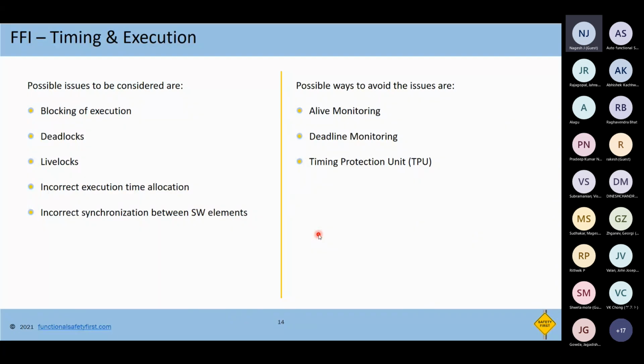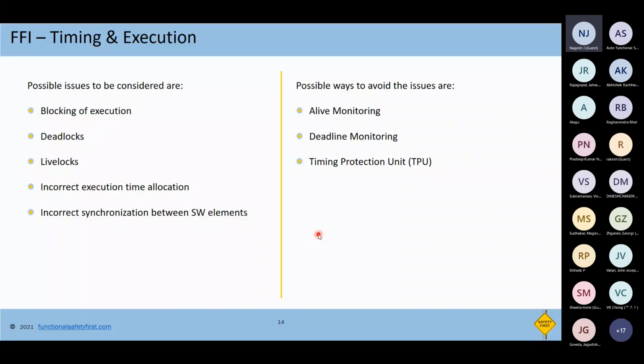When it comes to freedom from interference in the timing and execution aspect, the first thing we need to understand is what can potentially go wrong. Maybe we are using a single core microcontroller, and there are some QM tasks and ASIL tasks running in the same core. In such a scenario, your QM task could block the execution of your ASIL task, or your system could enter into a deadlock or a live lock, or the execution time allocation is not correct during running. There could be problems arising because of that. There is also the possibility that the synchronization between the software elements is incorrect, due to which there are issues in the QM task and the ASIL task. So this is the problem statement when it comes to timing and execution.